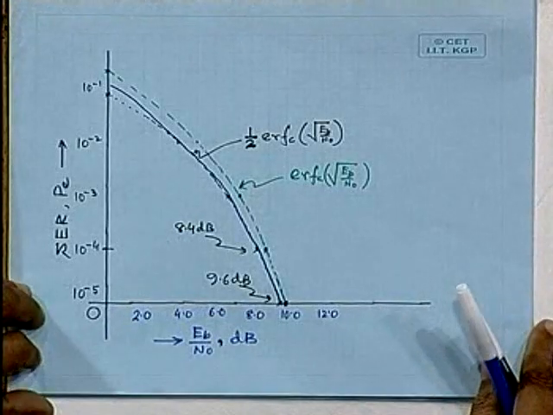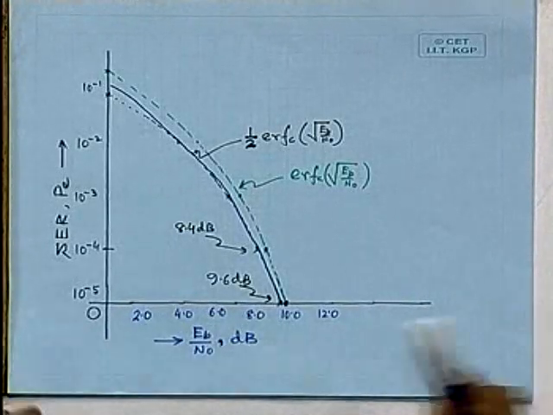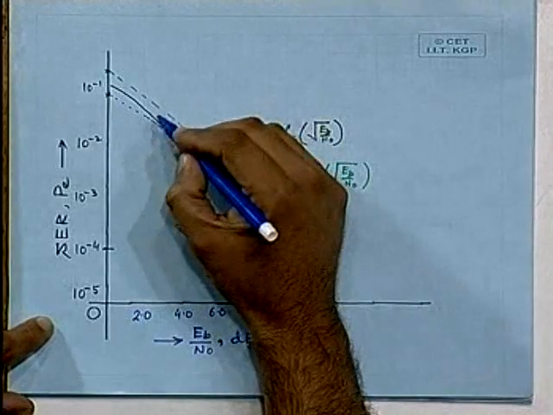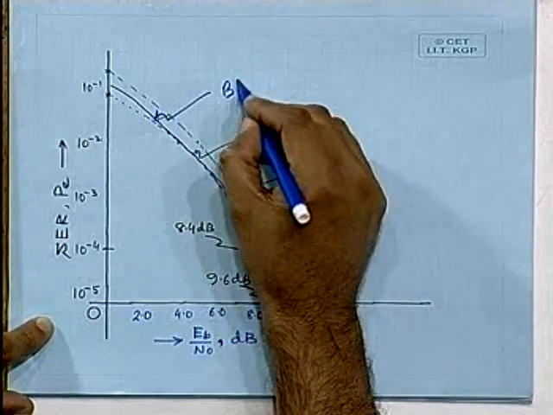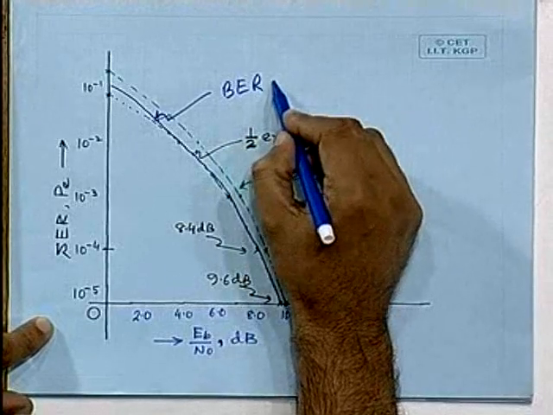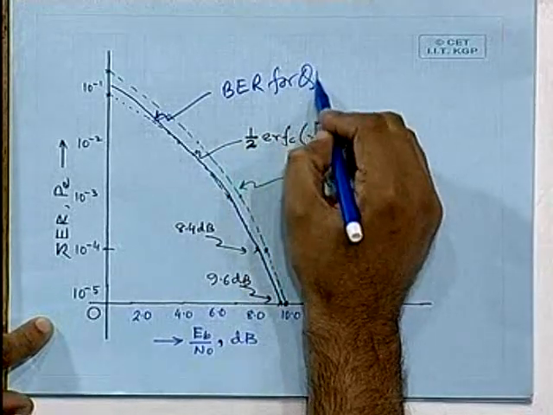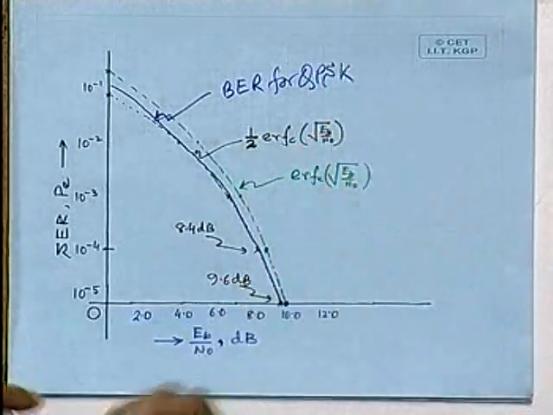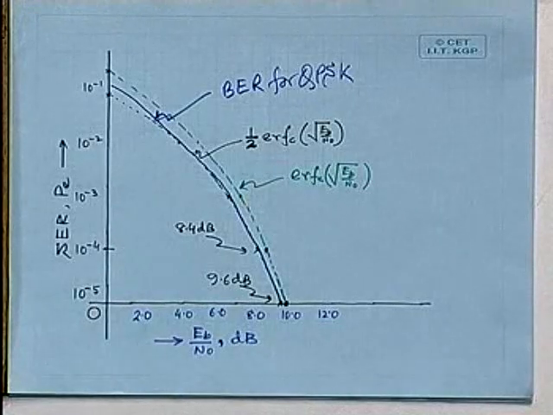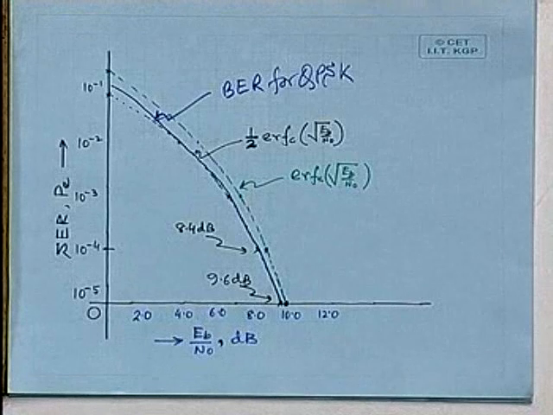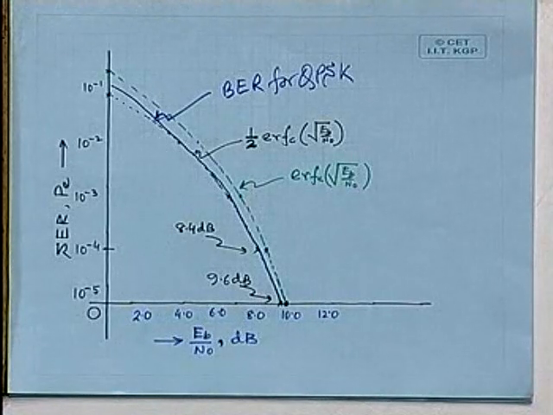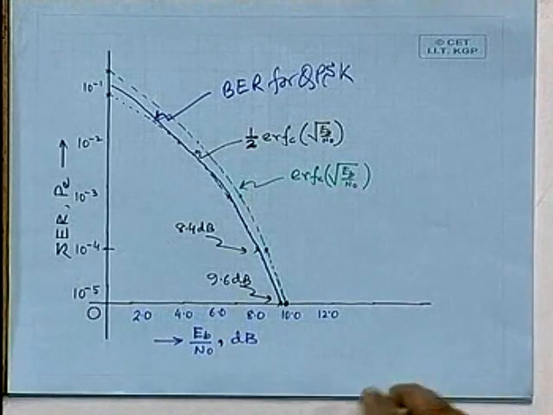So this blue curve is the approximate BER for QPSK. Is that okay? Any question? Okay. Thank you very much.